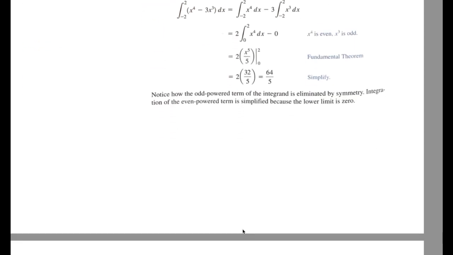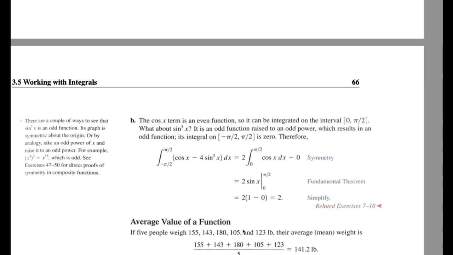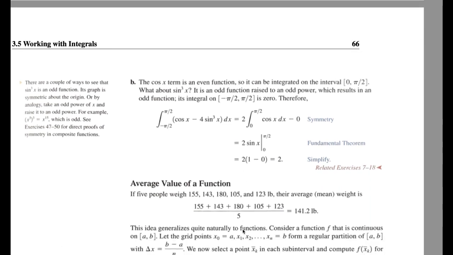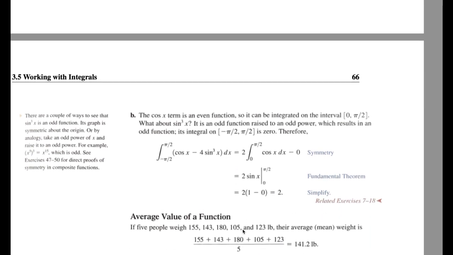We will skip the b part because it involves trigonometric functions. And please stop the video and as a warm-up do the exercises 7 and 9 on page 69 now.